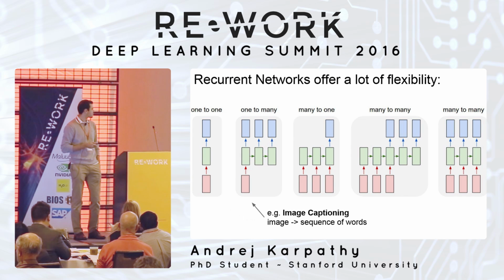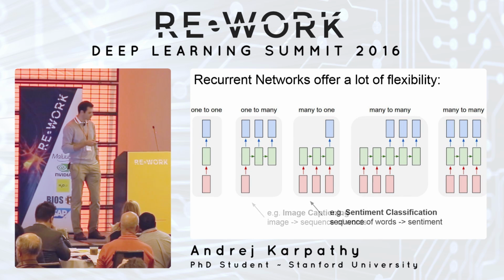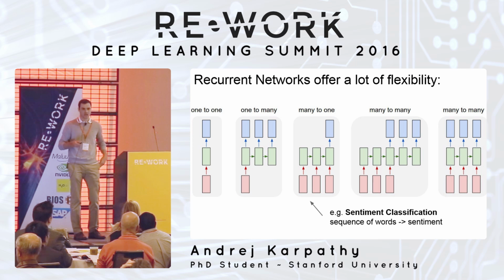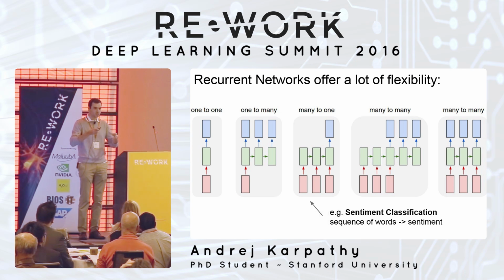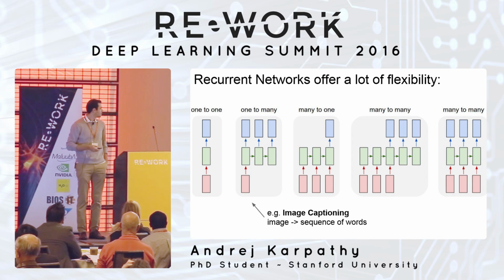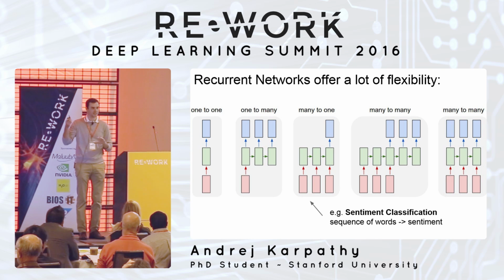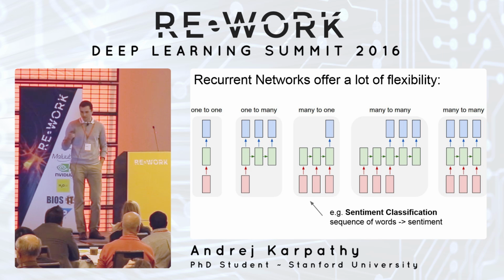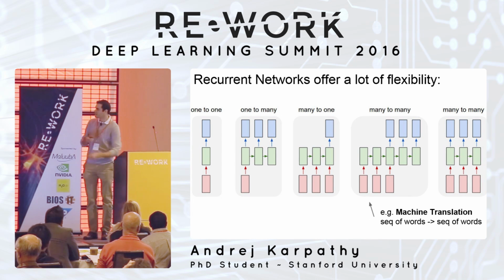In the case of image captioning, we're taking a single fixed-sized image, and we're producing a sequence of words that are part of the caption of that image. In a setting of sentiment classification, we are taking a sequence of words, and we're trying to predict whether or not the sentiment is positive or negative. And in the case of machine translation, we can take a sequence of words in English, and we can produce a sequence of words in French that consists of the translation.